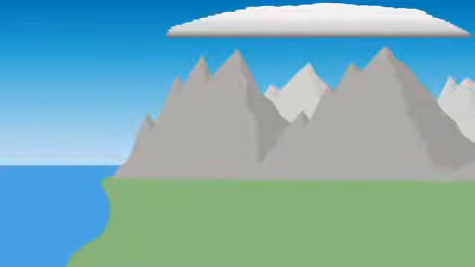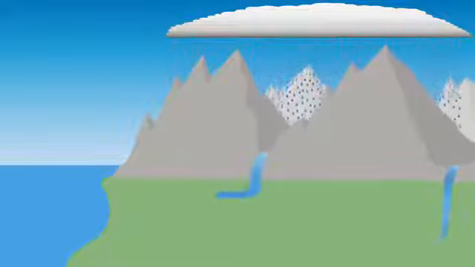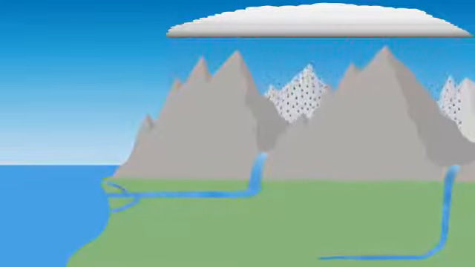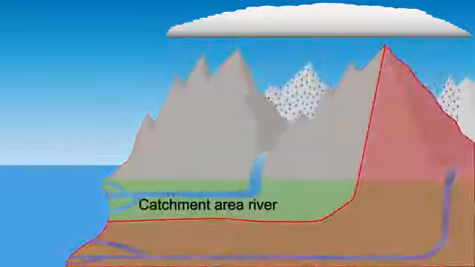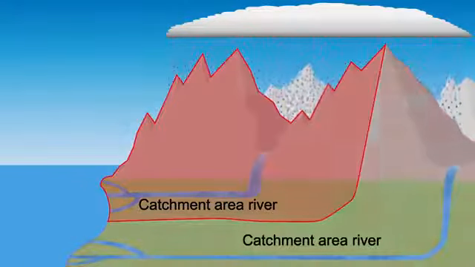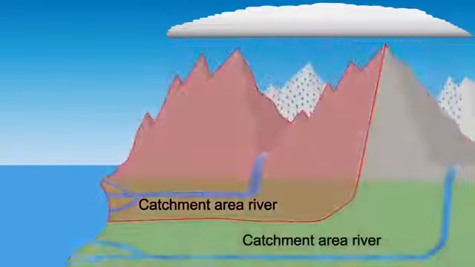When it rains, the water is transported back to the sea by rivers. The area whose water is drained by the same river is called a catchment area. Two different rivers therefore have a different catchment area. The watershed marks the boundary between the two catchment areas.